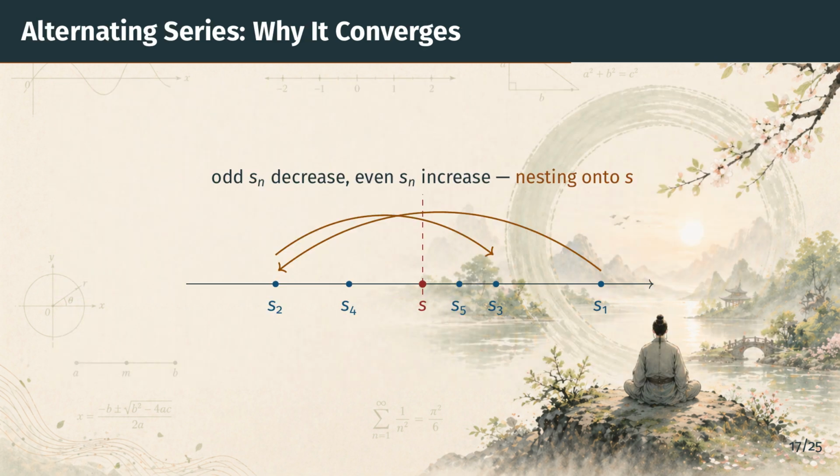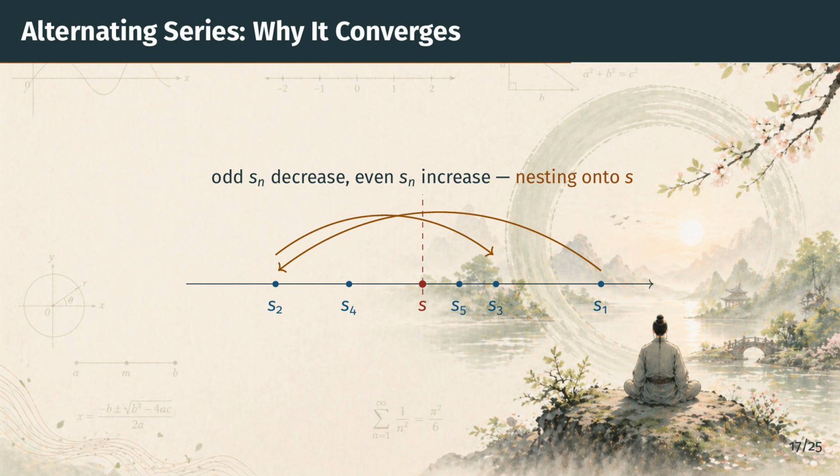Here is the geometry behind the alternating series test. Because the terms add and subtract in turn, each partial sum lands on the opposite side of the previous one. On the slide, S sub 1 sits far to the right. Then S sub 2 jumps to the left. S sub 3 jumps back to the right, but not as far.